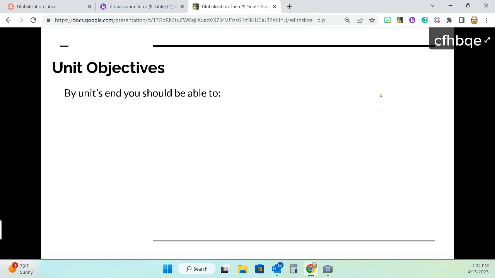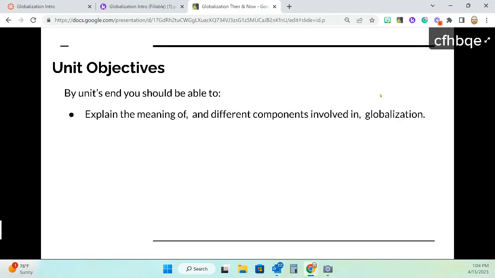The unit objectives, well, there's quite a few of them. That's because this is a big unit. It's going to be spread out over several modules. By the end, you should be able to explain what globalization is as a concept and its different components. And so we're going to find out there are three major components involved in globalization, and we're going to learn about that today.